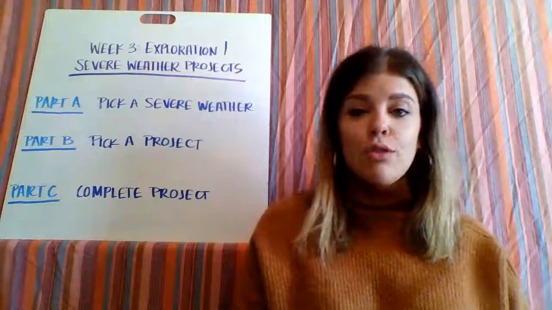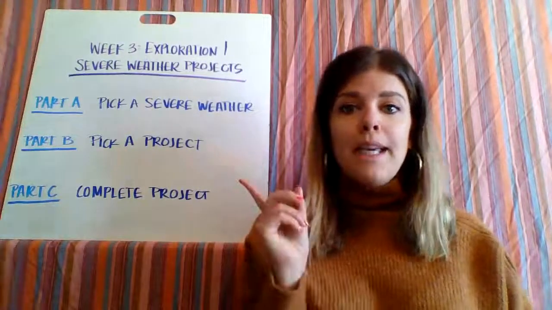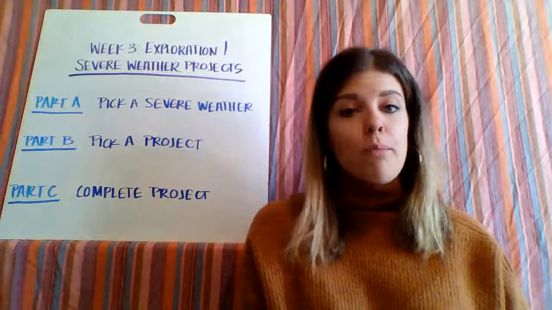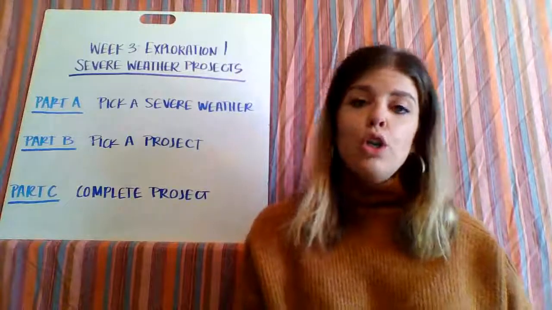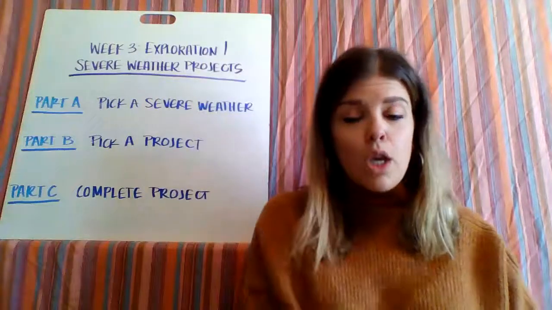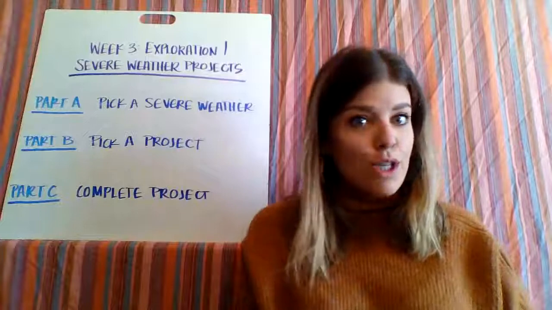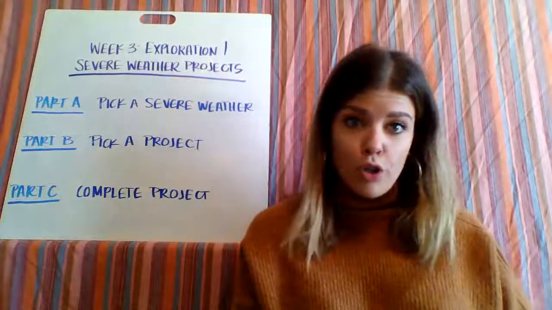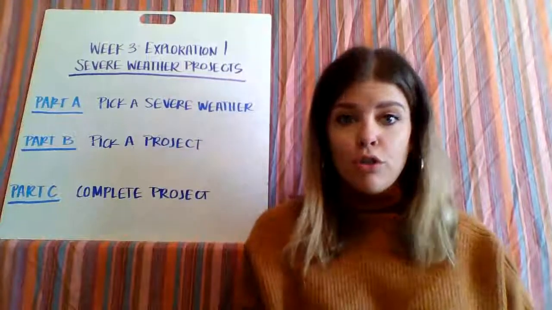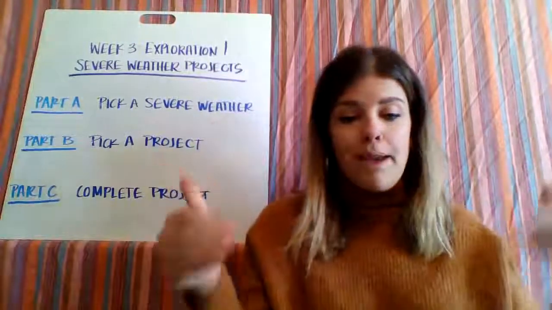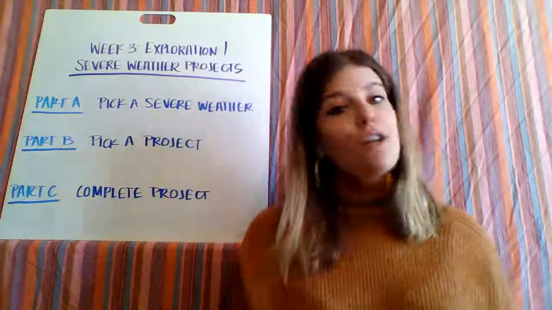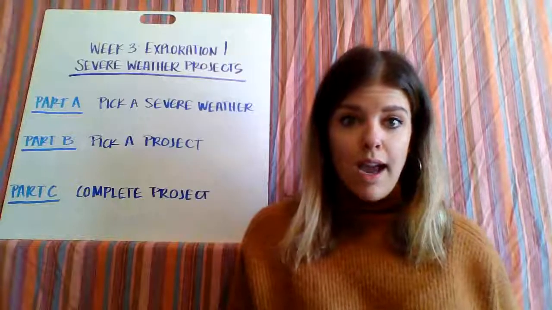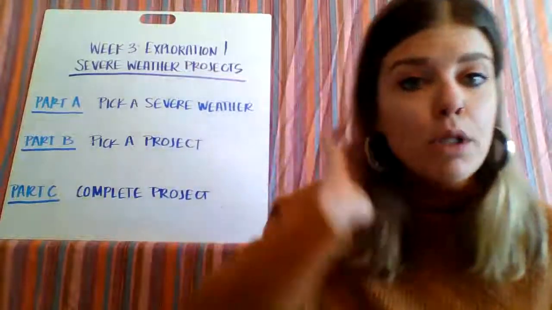Then the next thing you're going to do is pick a project. Part B in your guide has a list of rubrics. There are a number of different projects you can pick. You could do a comic strip. You could do a newscast, which I think would be so cool to watch. You could do a newspaper article, either digital or on paper. You could write a short essay if you're not feeling very creative, or you can make a Google slide presentation. It's up to you which project you pick.